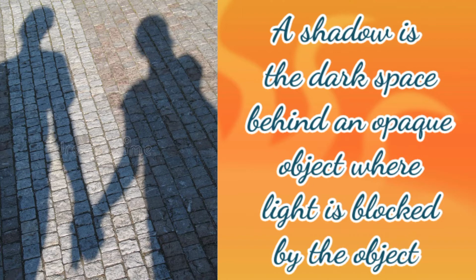Students, you see, an opaque object means the object that does not allow light to pass through it. When an opaque object is placed in the path of light, it stops the light from passing through. It doesn't allow light to pass through it. And since we know that light always travels in a straight line, it cannot be bent.